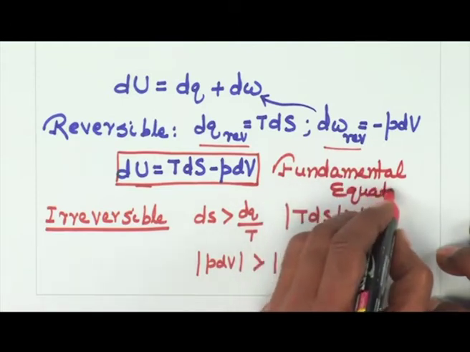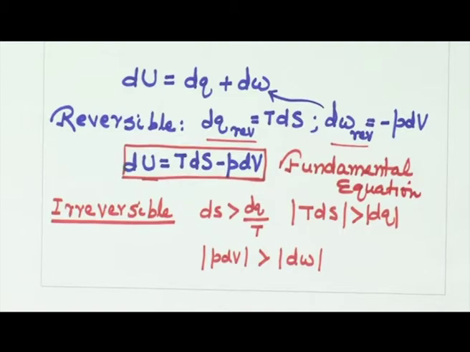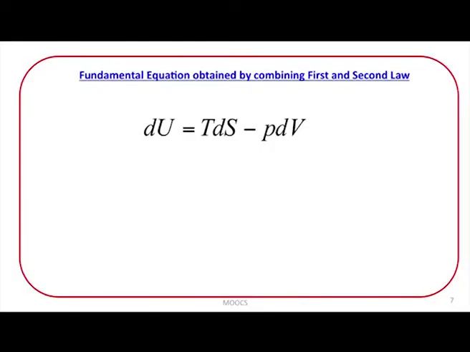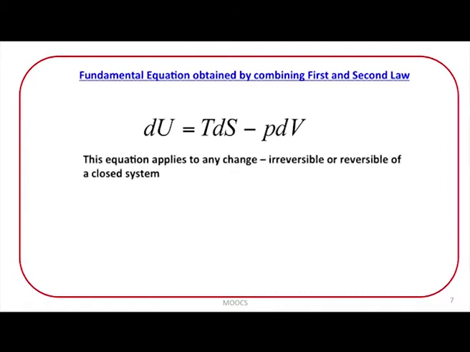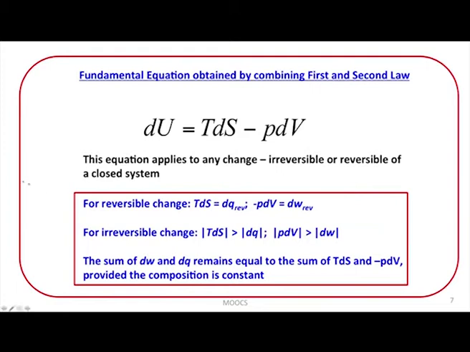Fundamental equation. And that is what is described in this slide, that dU is equal to TdS minus PdV, that is what we discussed, and this equation applies to any change, whether it is irreversible or reversible, of a closed system. You see, we are not talking about an open system, composition is not changing. And here once again the same explanation is given, that this TdS minus PdV will remain the same whether the process is reversible or irreversible, and that is why the name fundamental equation is given to this equation.